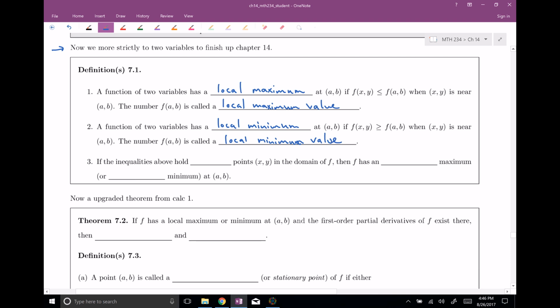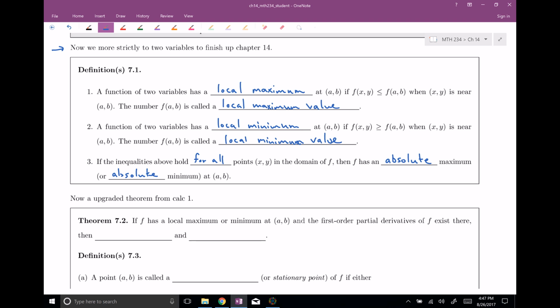All right, if these inequalities actually hold for all points (x, y) in the domain of f, then f has an absolute maximum or absolute minimum at this point (a, b). So locals and absolute, right? Maximums and minimums. This is similar to back in our Calc 1 days. We had local mins and maxes, and we had absolute mins and maxes.